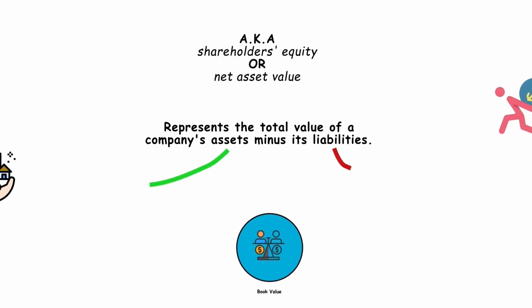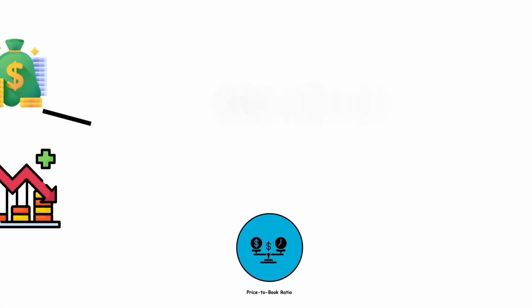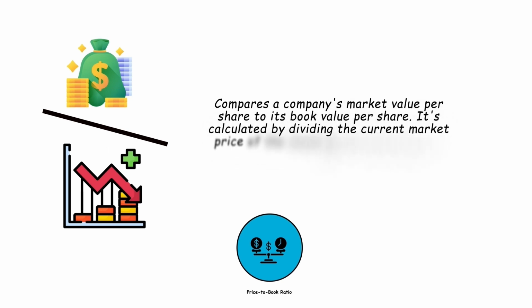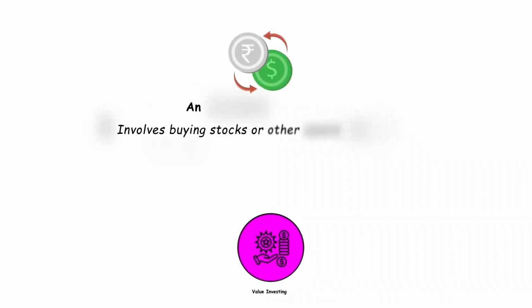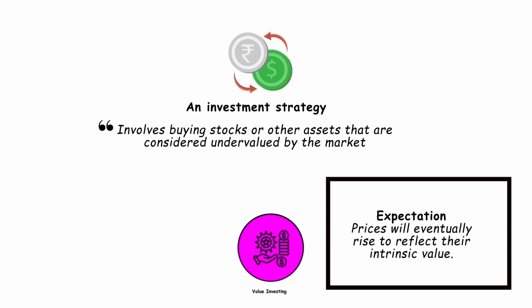Book value, also known as shareholders' equity or net asset value, represents the total value of a company's assets minus its liabilities. Price-to-book ratio. This compares a company's market value per share to its book value per share. It's calculated by dividing the current market price of the stock by its book value per share. Value investing. An investment strategy that involves buying stocks or other assets that are considered undervalued by the market, with the expectation that their prices will eventually rise to reflect their intrinsic value.